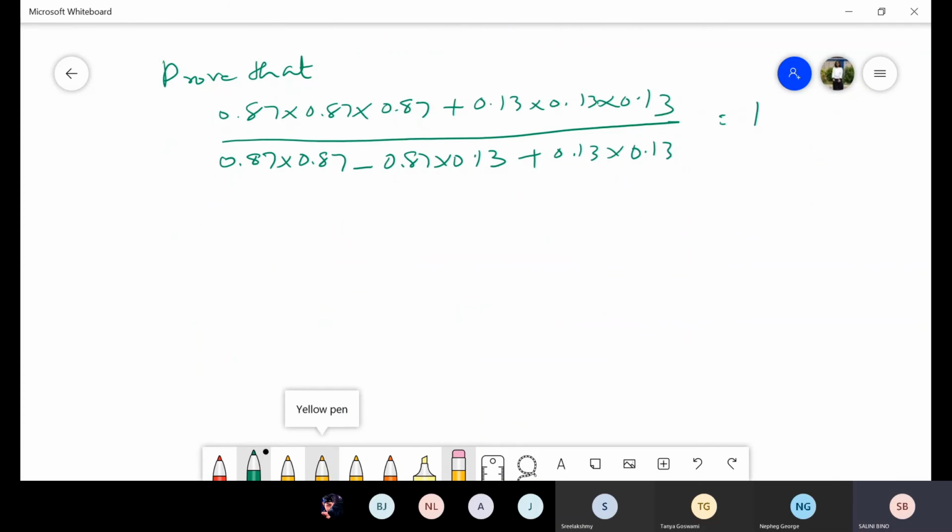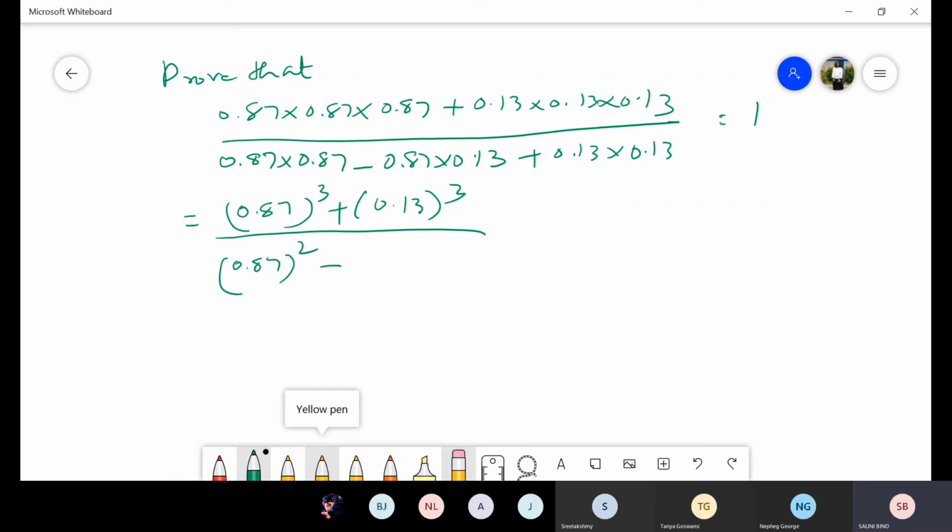Okay, let me explain. See, look at this. 0.878787 means what? 0.87 the whole cube, right? Plus 0.131313, 3 times. So it will be 0.13 the whole cube. So it is like a cube plus b cube, right? Anyways, denominator is 0.87 into 0.87, so that means 0.87 the whole square.